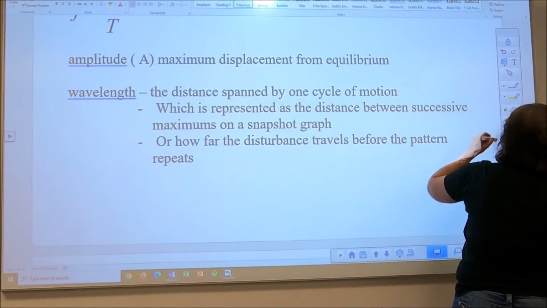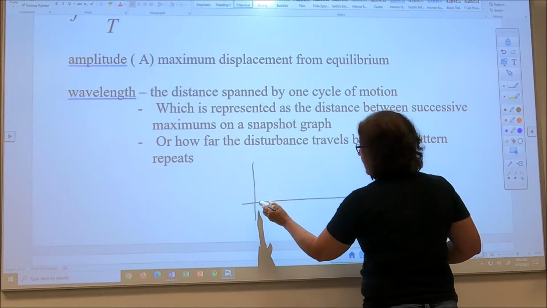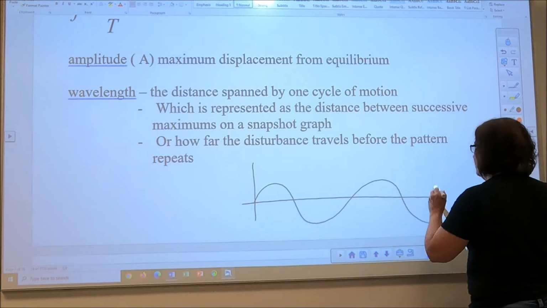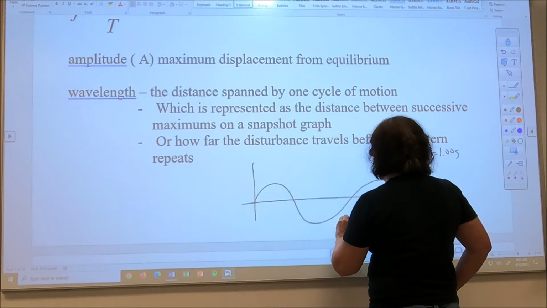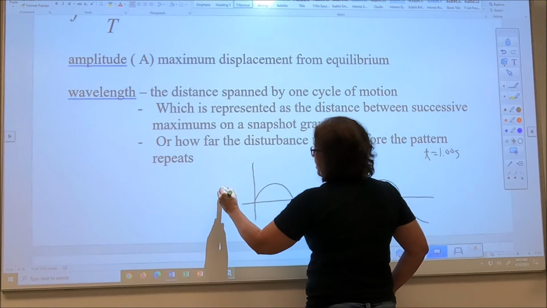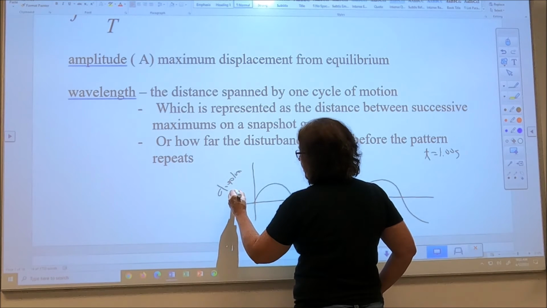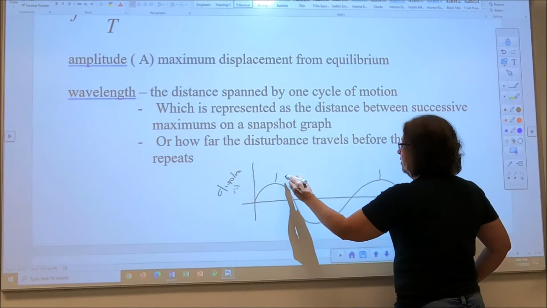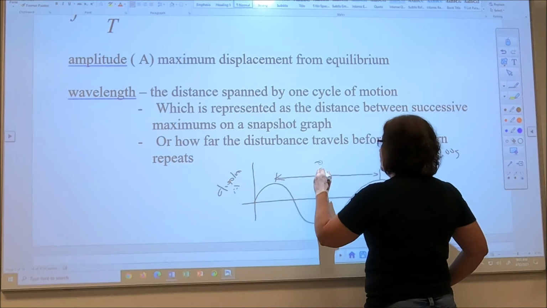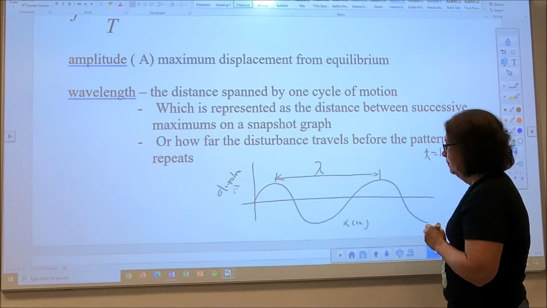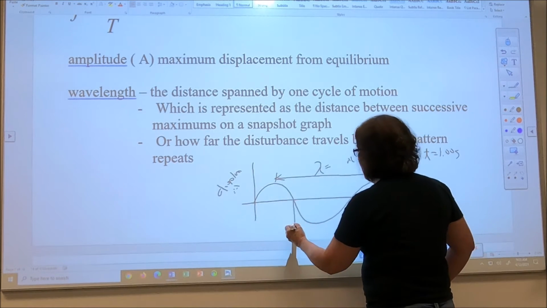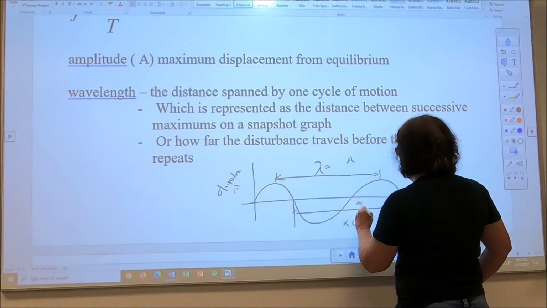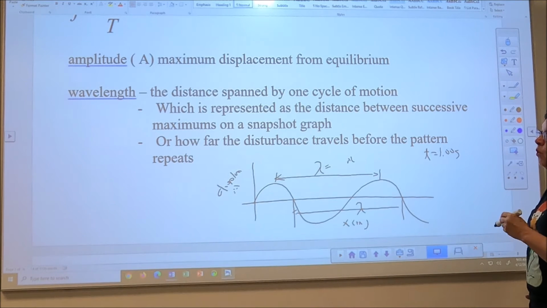So if I had a snapshot graph here, and we had a sine wave, so let's say this is at t equals 1 second, and this is x in meters, and this is displacement in meters. The distance from here to here is our wavelength. The symbol for wavelength is lambda, and it's going to be in meters. Now, you could also measure it from here to here. This is also lambda. It's just the distance spanned by one cycle of motion, so it's the distance between repeats of the pattern.